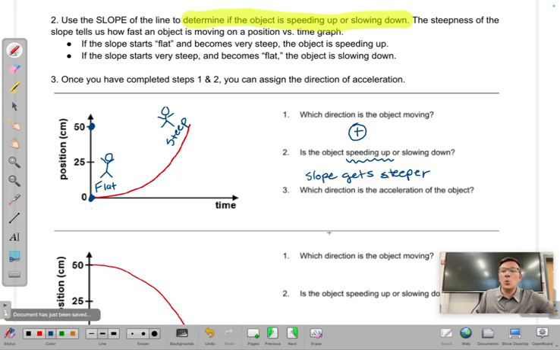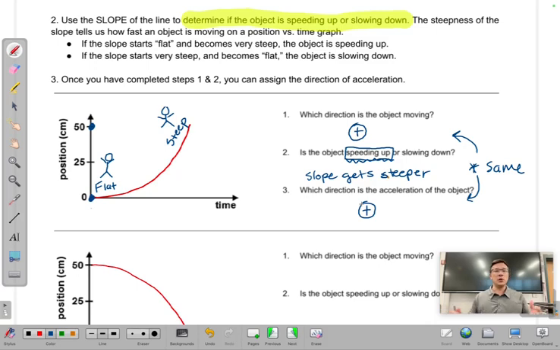And then which direction is the acceleration of the object? So remember, when the answer is speeding up, that means that these two answers have to be the same. So that means that the acceleration will also be in the positive direction. So again, rule of thumb is when an object is speeding up, the acceleration will be in the same direction that the object is already moving in, or the same direction as the velocity. If the object is slowing down, the acceleration will be in the opposite direction. So as long as we can figure out which direction the object's moving in and whether it's speeding up or slowing down, then we can figure out the direction of acceleration.